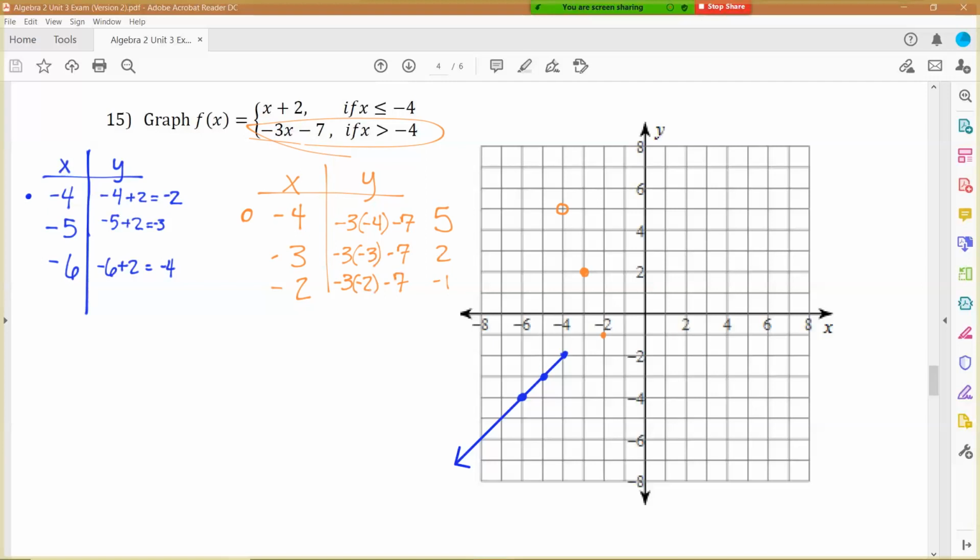Which way will my arrowhead? To the left or to the right? To the right. So again, if I look back up here, if I make this an arrow, it's heading to the right. So I'm going to draw myself, maybe, start here, and I'm just going down like that. And that's it.